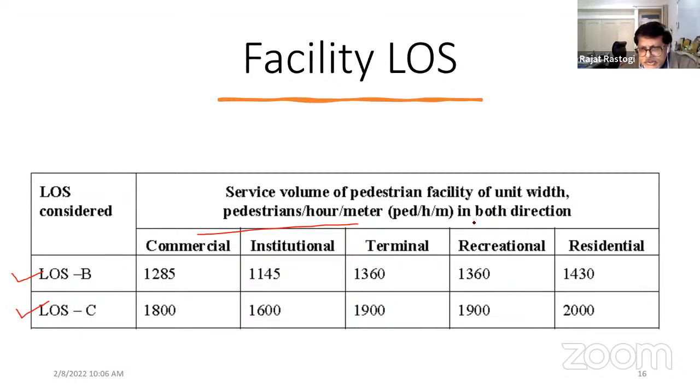And when you're talking about this, this is for both directional traffic on a pedestrian footpath. And if you're going from LOS B to LOS C, then you will have a factor by which you can multiply it, and that's based on the service volume. So service volume at B is around 0.5 of the maximum, and at C is around 0.7 of the maximum. And considering that, then you can get the values here. Okay, so that means roughly around 1.4 is the scale which you are considering here. But when it is unidirectional, then it becomes 1.5 times the values which have been given here.